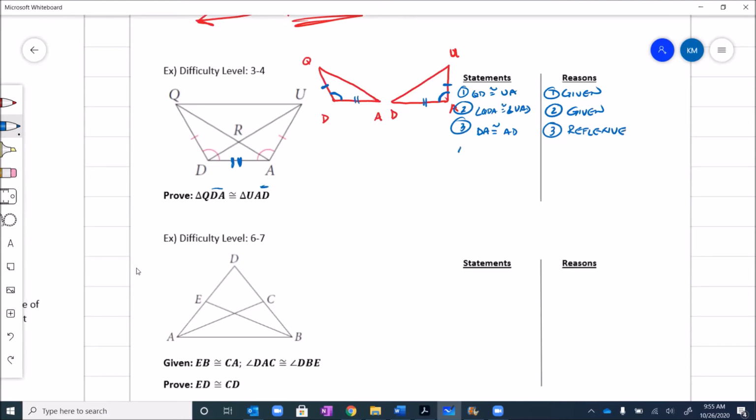And so now I can say that these two triangles should be congruent. I have three things, right? All three of my things were something's congruent to something else. So these two triangles that they asked us to prove, triangle QDA is congruent to triangle UAD because of side, angle, side. And that's it. We've proved our two triangles congruent, like they've asked.